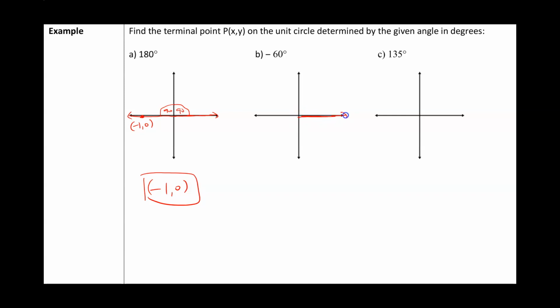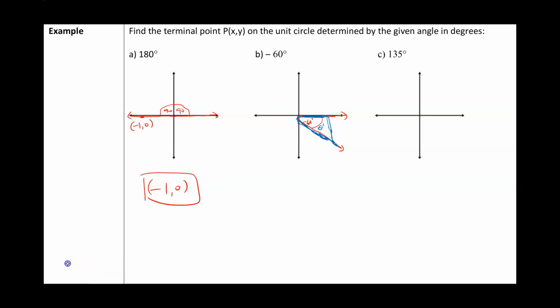Negative 60 degrees. So negative, remember, it means we're going to go in the clockwise direction. So this is going to be negative 60 degrees. And the reference angle is always going to be with the terminal side and the x-axis. Okay, it's always with the terminal side and the x-axis. So our theta prime is going to be negative 60 degrees.